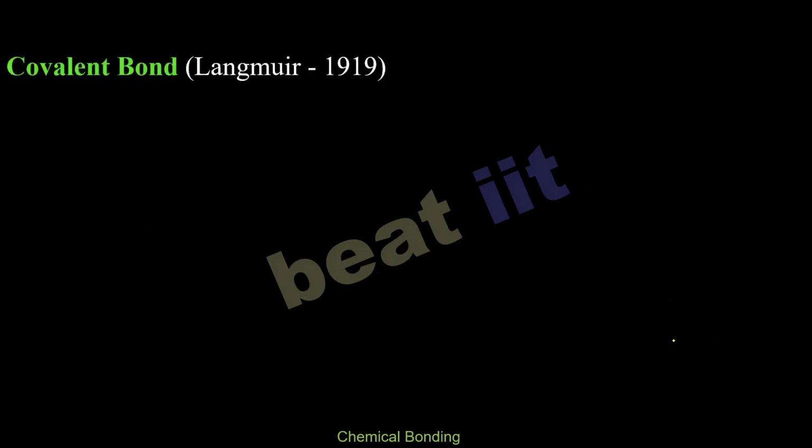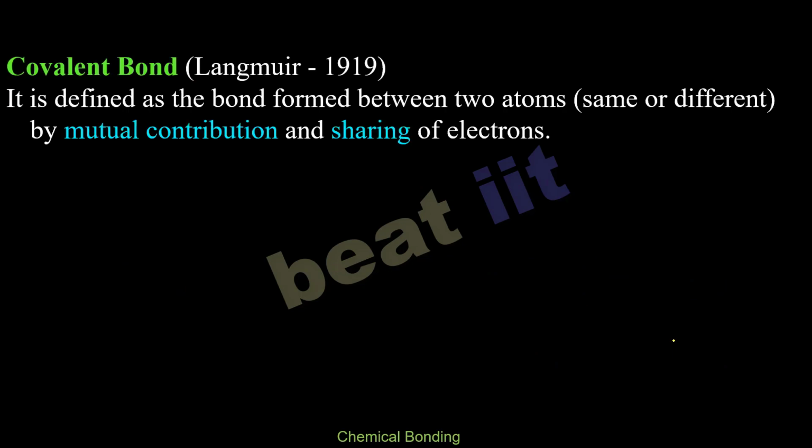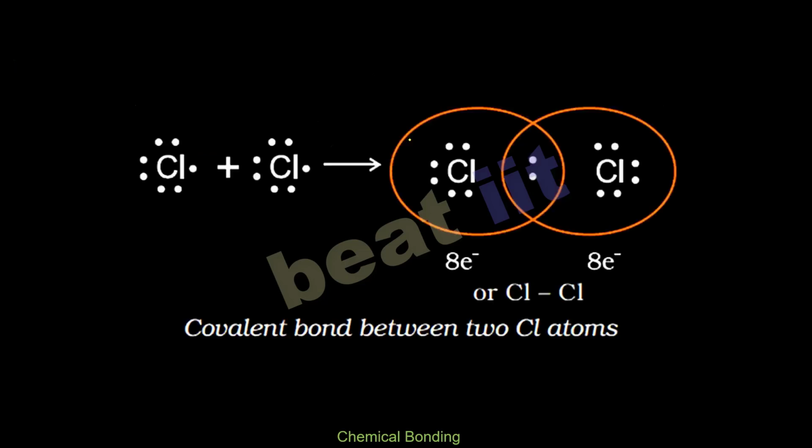Covalent bond, defined by Langmuir. It is just sharing of the electrons to complete the octet. So it is defined as a bond formed between two atoms, these can be same or different, by mutual contribution or sharing of electrons. So if you have chlorine, it does not exist as atomic form.